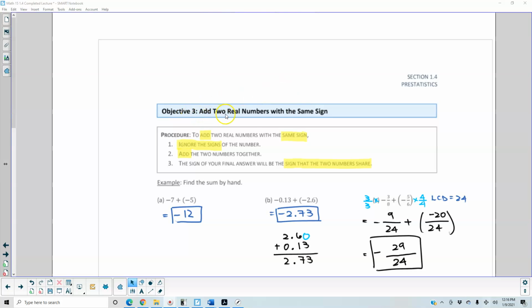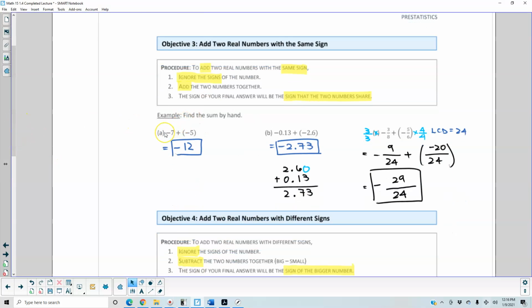Objective 3. Add two real numbers with the same sign. The procedure: to add two real numbers with the same sign, number 1, you ignore the sign of the number. Number 2, add the two numbers together. And number 3, the sign of your final answer will be the sign that the two numbers share.